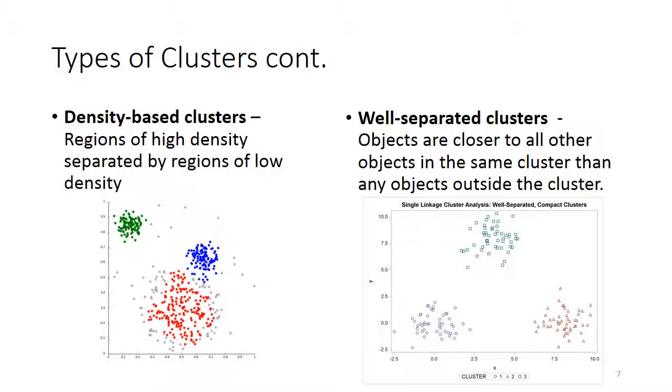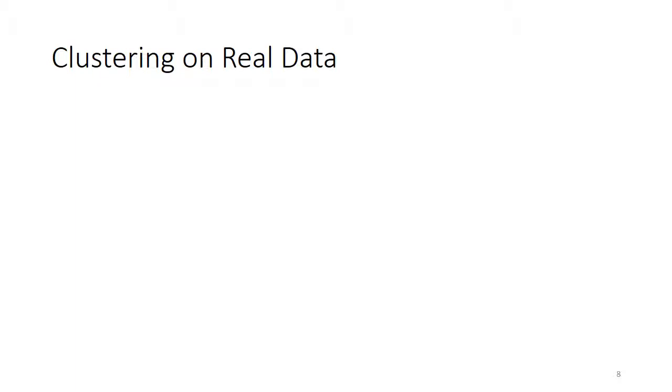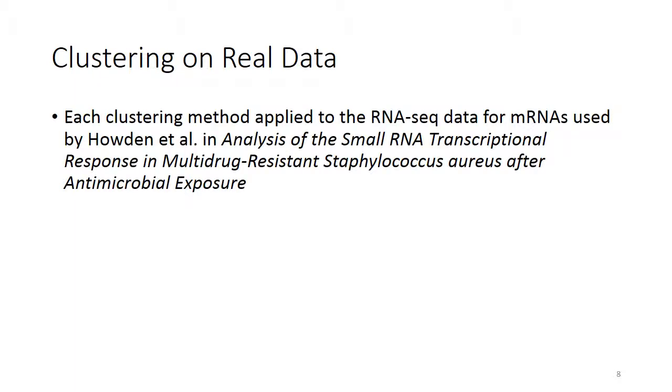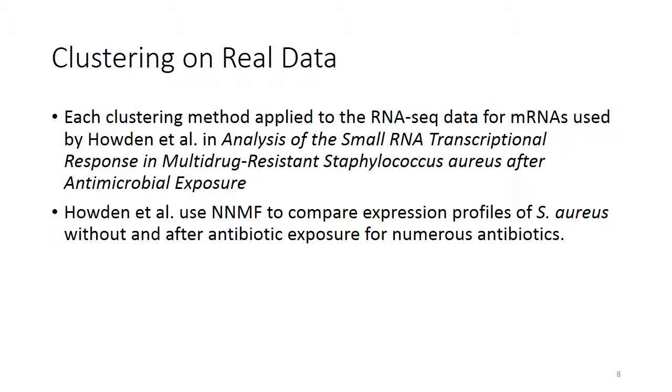red and green points. And so I just applied some clustering techniques to this dataset made available by Howden, and that he used in this article. And here they used non-negative matrix factorization to compare expression profiles before and after antibiotic exposure, and they concentrated both on small RNAs and mRNAs.